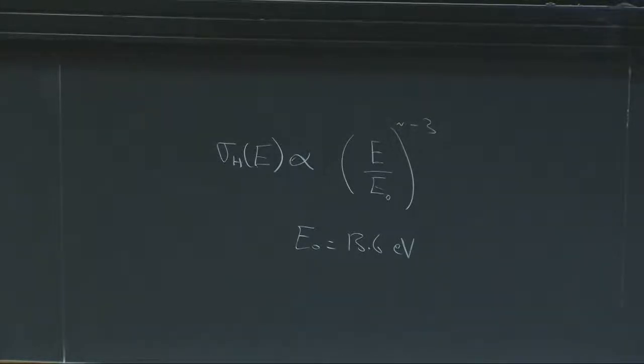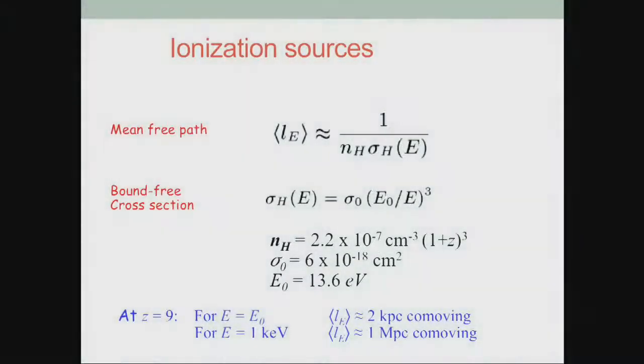I'll come to this. I'm still here, going down this equation. So this is the mean free path, and this is the bound-free cross section for this process. Now let's put in numbers.